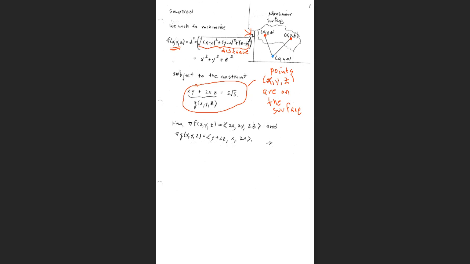If you're requiring x, y, z to satisfy this constraint, then any point with coordinates x, y, z that satisfies that constraint is on the surface. So we are trying to find points on the surface that are closest to the origin. We are minimizing the square of the distance between points on the surface and the origin.